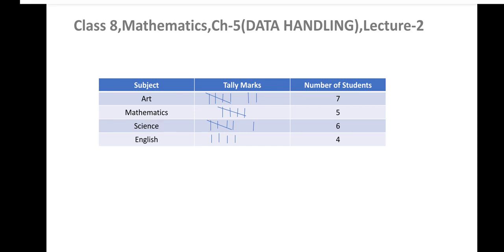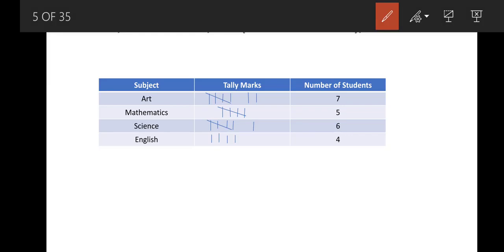Here this table basically represents the subjects liked by, if a survey has been conducted, and these are the subjects which are being liked by a group of students, and here I have shown using tally marks as it is a frequency distribution table. And we know that what is frequency? Frequency gives the number of times that a particular entry occurs. So number of students gives you the frequency.